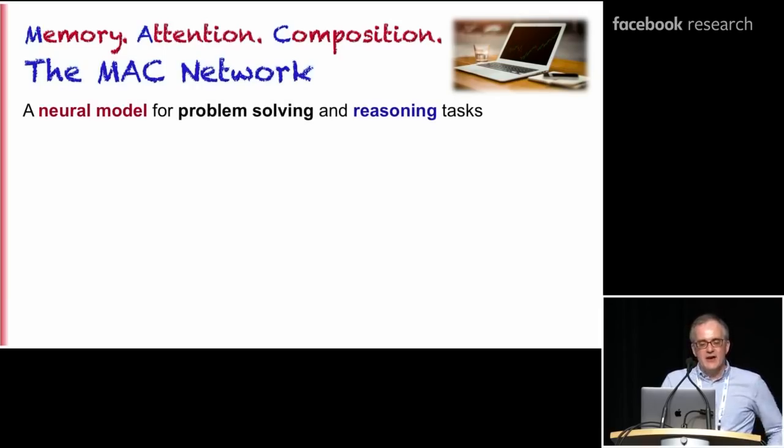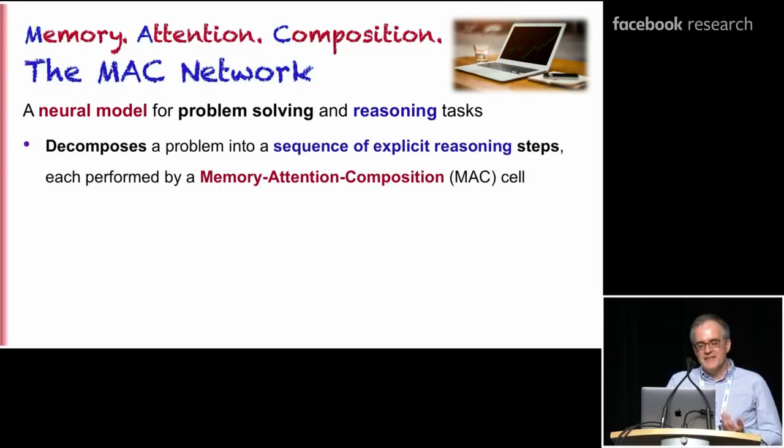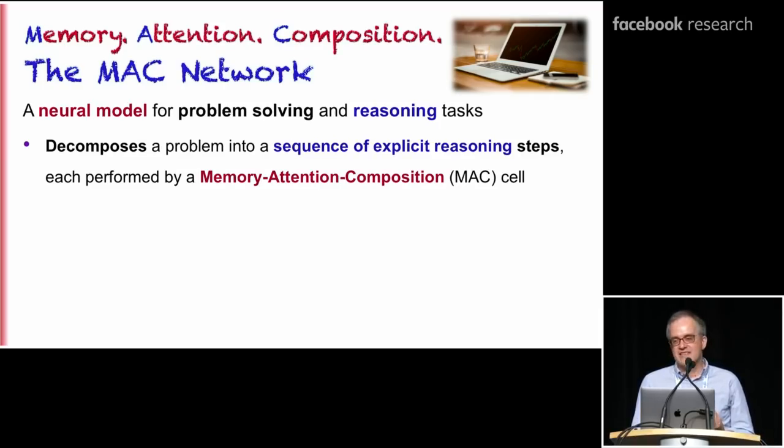So the idea of this network is how could we custom design from the ground up a neural model which has a better structural prior for problem solving and reasoning tasks. And building on the success of sequential models, this model is explicitly a sequence model, but it's designed to be more constrained in such a way as it encourages it to do a sequence of explicit reasoning steps, each of which is performed by a MAC cell, a memory attention composition cell.